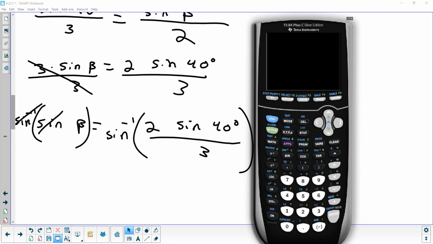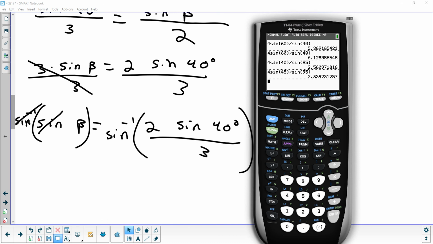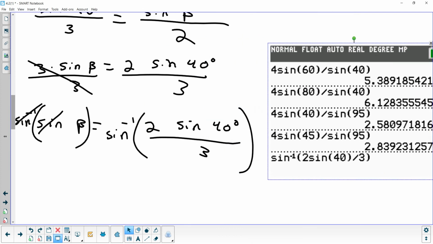Don't try to simplify any of it beforehand. Just type it in exactly the way you see it. Now, you're going to notice this is going to look different. All the other calculations we've done, they look the same. This problem is different because it uses inverse sine. So inverse sine, 2 sine 40. Close that for the sine of 40. Divide by 3, and then close that for the inverse sine. So everything there is in the inverse sine. The 2 sine 40 divided by 3. And that's how you type it on one of my calculators.